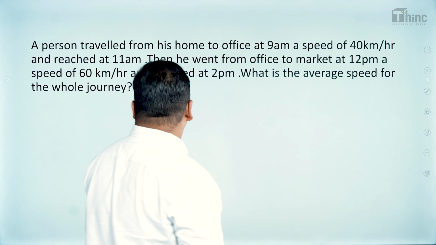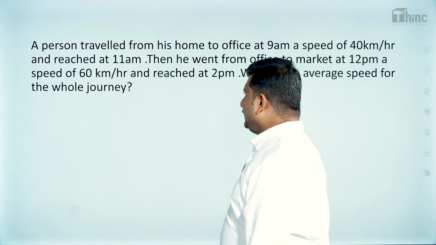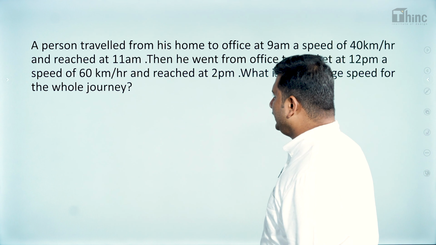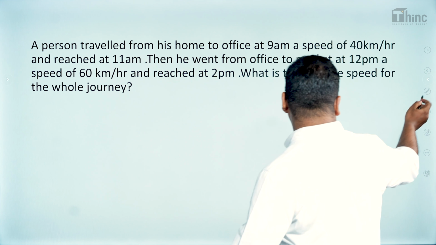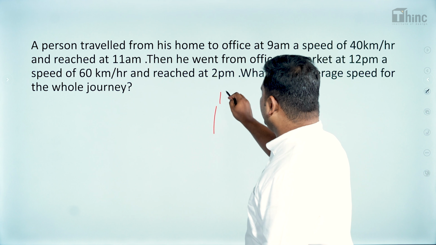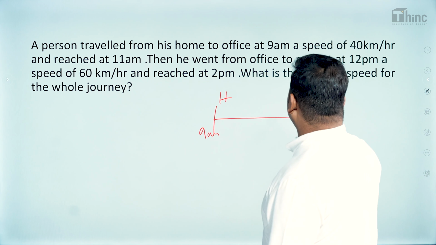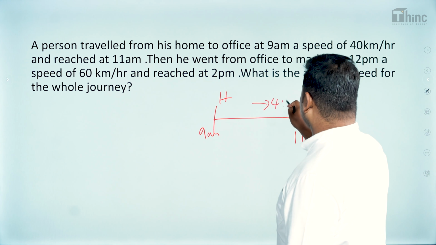Now let's look at another question. A person travels from his home to office at 9 a.m. at a speed of 40 and reaches at 11 a.m. Then he went from office to market at 12 p.m. and at a speed of 60 and reaches at 2 p.m. Okay, let's see how we can actually do this. Say a person went from his home to office at 9 a.m. and then he reaches at 11 a.m. and he is moving at a speed of 40.